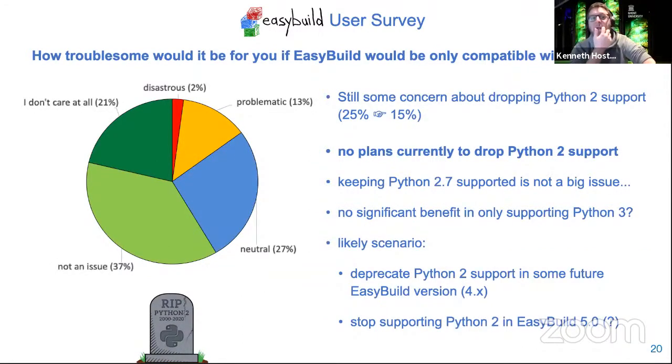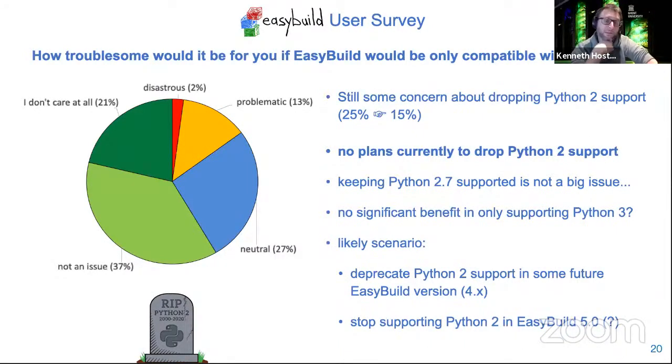Then, how much of a problem would it be if EasyBuild went Python 3 only, so only compatible with Python 3? That seems like it's maybe a bit too early to do that. People would be concerned about doing that. About 15% say, yeah, that would be an issue for me.